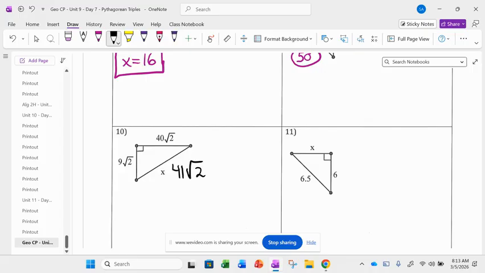Now, if it was 9 root 2 and the other one was 40 root 3, would that be the triple? No, because they have different radicals. So that wouldn't work. Pythagorean theorem, but I would never give you numbers that big if I needed you to do the Pythagorean theorem.